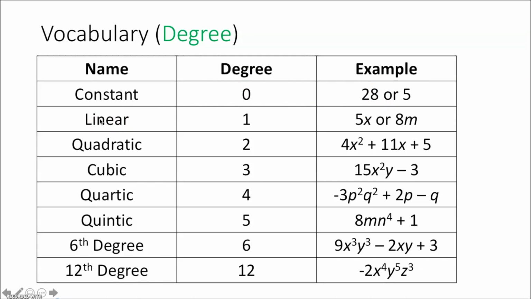A linear polynomial. That means that the variable has an exponent of 1. So in this case, we have x to the first. In this case, we have m to the first. That's why each of these are linear polynomials.